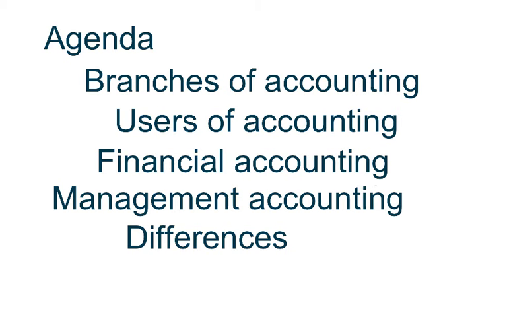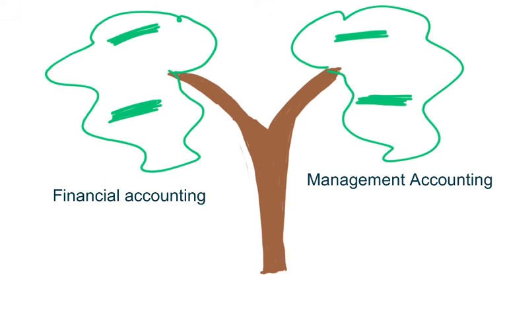The agenda for this lesson number 1 is to look at the branches of accounting, the users of accounting information, what is meant or understood by financial accounting, then management accounting, and lastly, I will show you the differences in a diagram, the differences between financial accounting and management accounting.